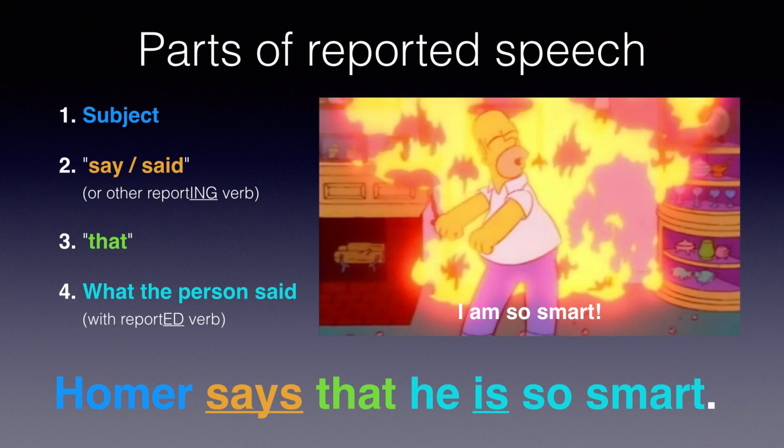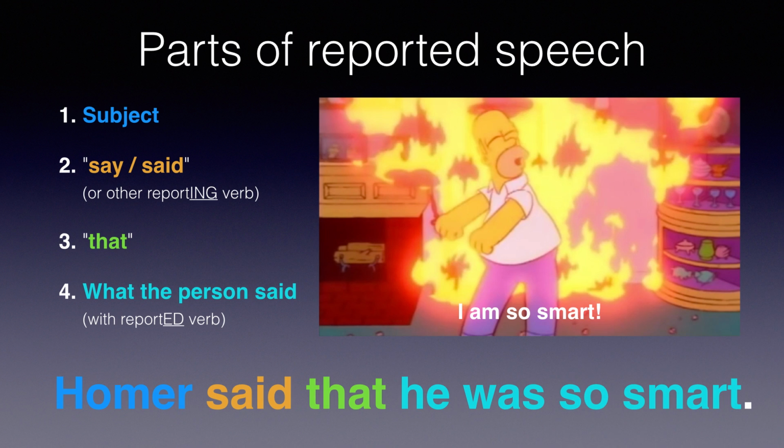We can report what Homer said by using the verb said. For example, Homer said that he was so smart. In this example, the reporting verb is the word said. Remember that we need to match the verb that Homer said to the reporting verb. This is why we have changed Homer's verb into the word was. Both verbs said and was are past verbs, so now they match.